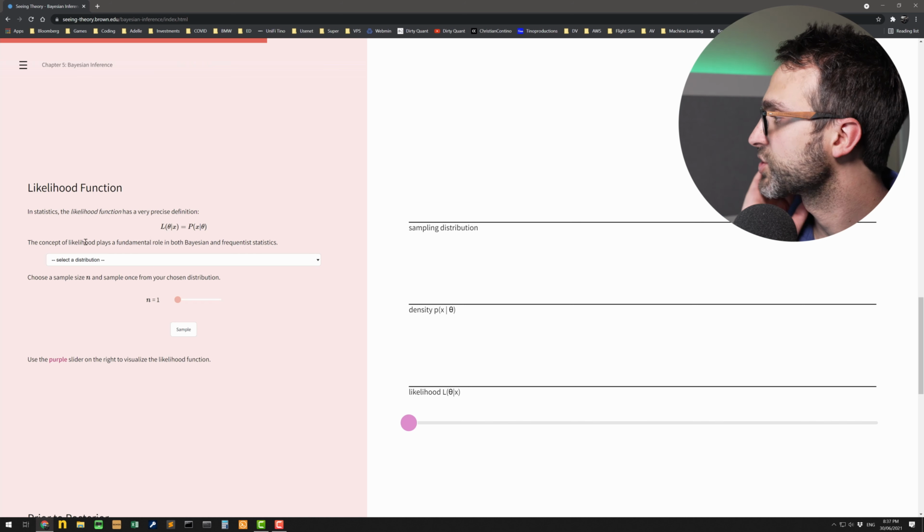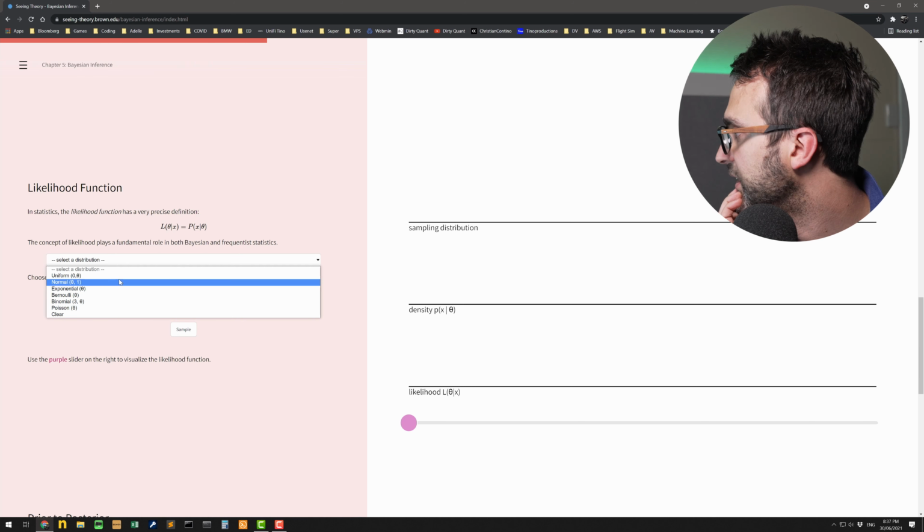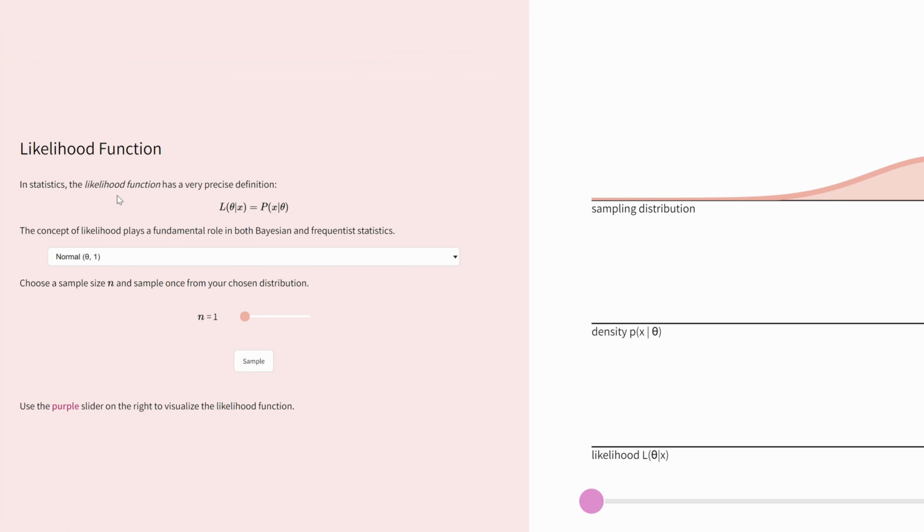All right, likelihood function. Likelihood function is a very precise definition. The concept of likelihood plays a fundamental role in both Bayesian and frequentist statistics. So, probability of observing that data given these parameters. So what's the likelihood of these parameters? On the left, you've got the likelihood, the probability that these parameters were generated from this data. And then we sort of flip it: the probability that this data was generated by these parameters.